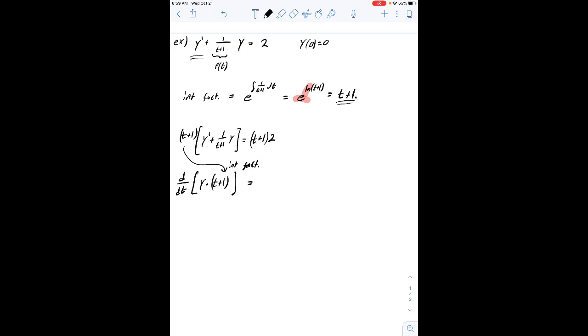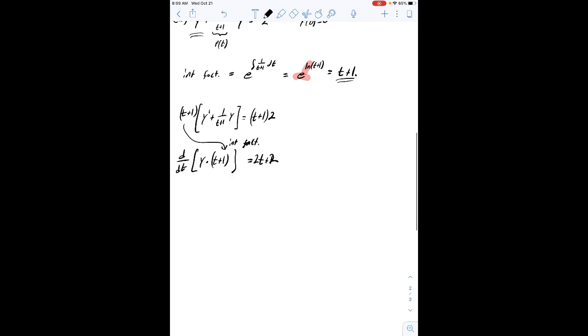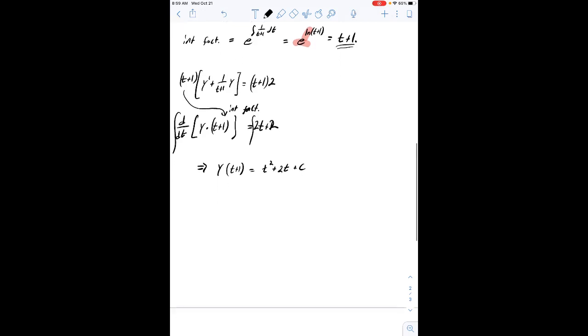And that still just equals the other side. So I'll write it like this. And now to get rid of d/dt, we can just slap an integral on each side. So this goes to y times (t plus 1) is equal to t squared plus 2t. And this is the indefinite integral, so we add in a plus c here. So now we get the simple equation y equals (t squared plus 2t plus c) all over (t plus 1).